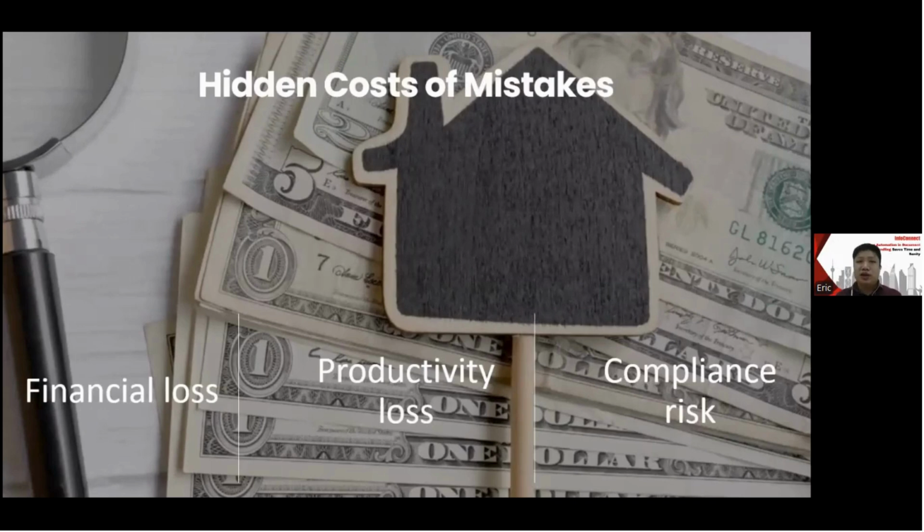So what are the hidden costs of mistakes? Meaning that, say for example, if you have a business process that is repetitive or there are a lot of documents, then you'll make mistakes. So what is the cost of all these mistakes? Basically, the cost of mistakes almost always ends up in three things. It's either financial loss, productivity loss, or compliance risk. So let us take a look at the different items.